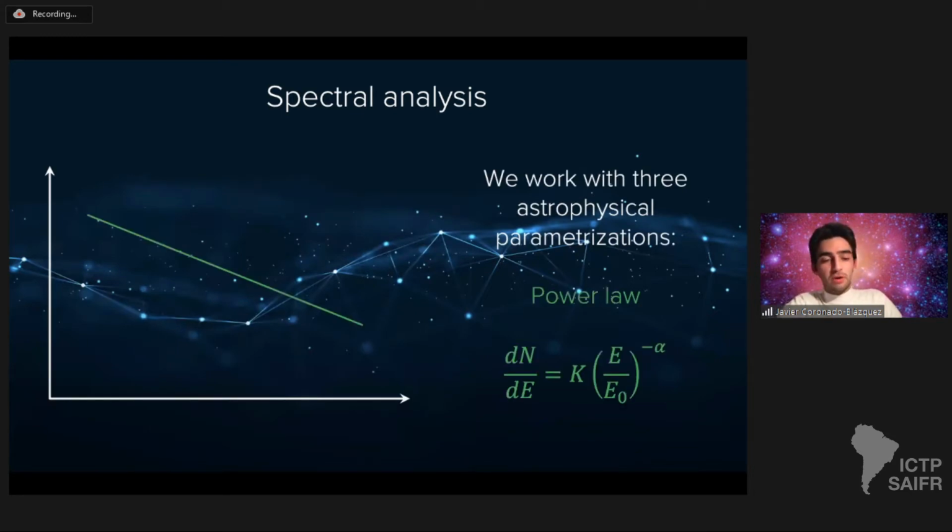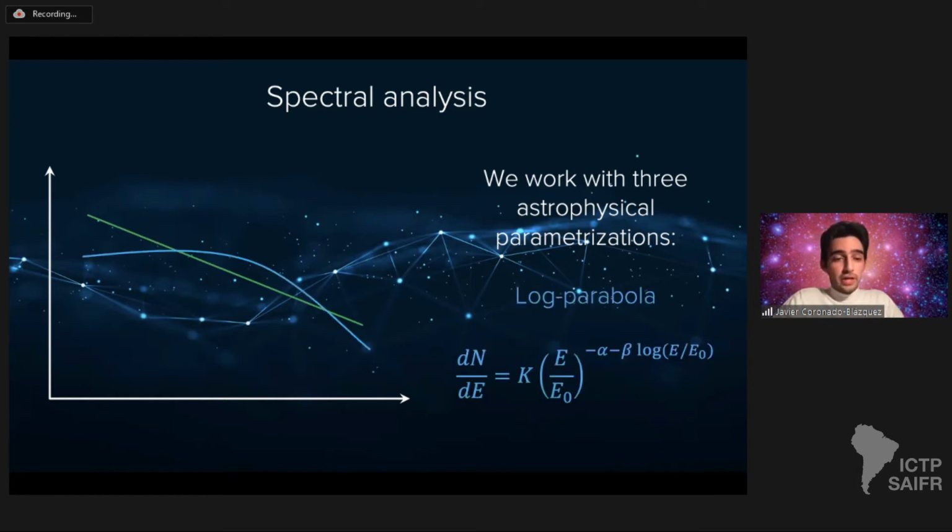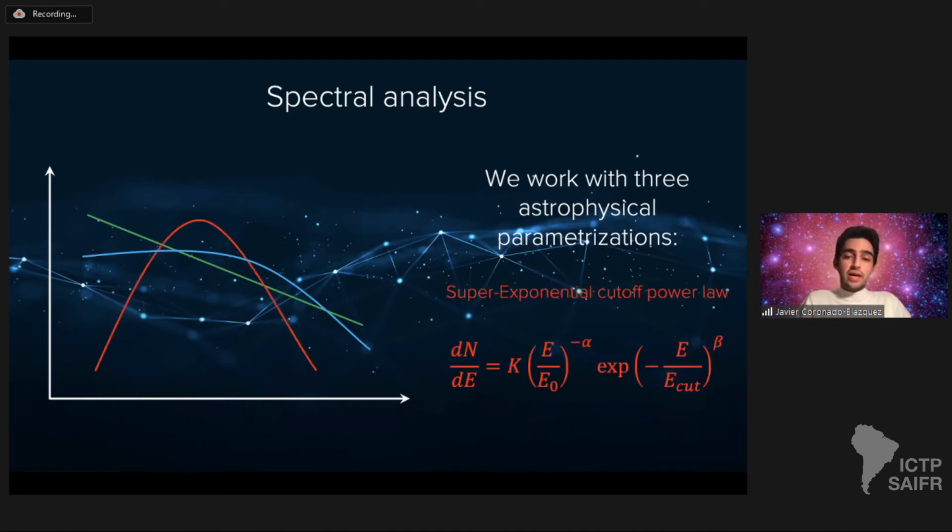First, the power law, which is well known to the high energy physics community. Then we have a log-parabolic model, which is a power law with a certain curvature, not very much. And finally, a super-exponentially cutoff power law, which is typical of dark matter and also pulsars. And therefore, it's very difficult to disentangle between them.